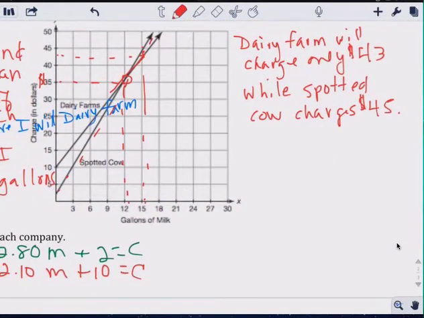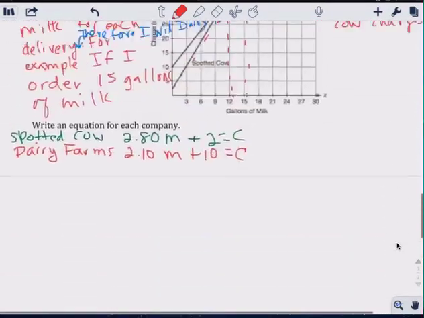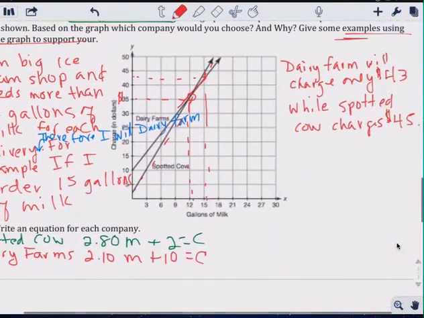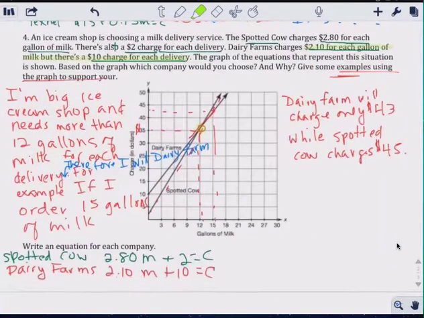So the greater amount of milk I order, the more I save with Dairy Farm. Please write that on there. Anything else you observe would be great. Okay, that's how you answer those questions. Remember, it's also important to know this is the break-even point. That's where they're equally the same.